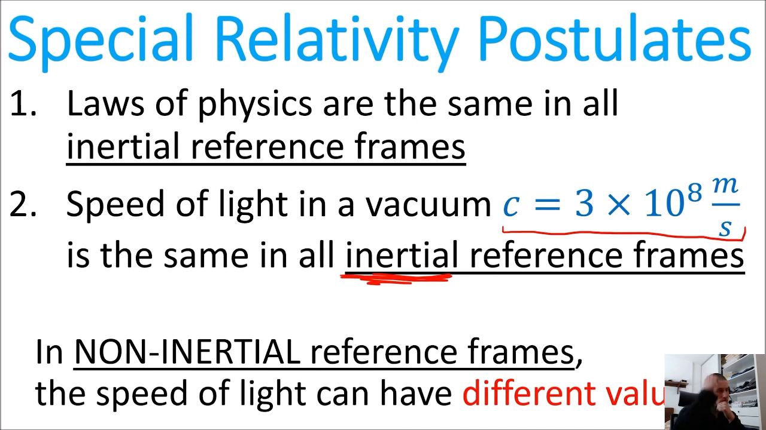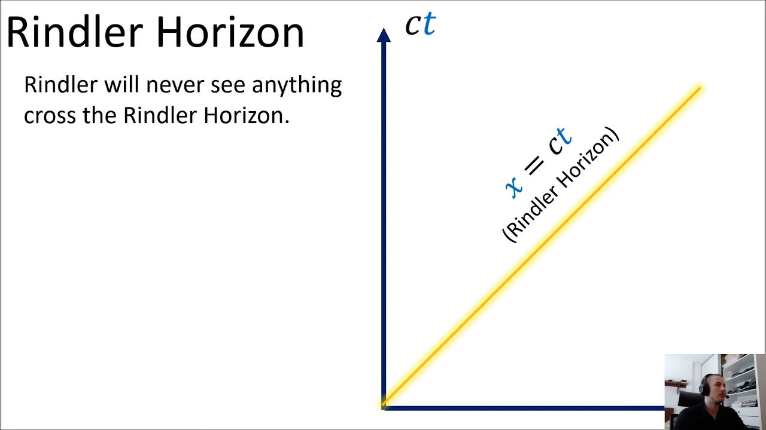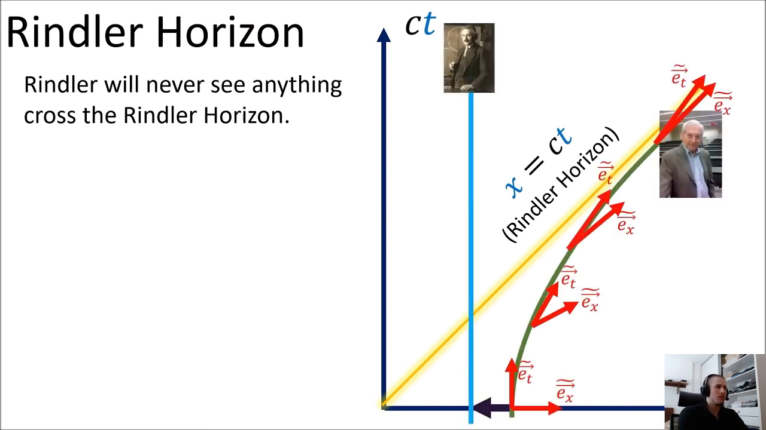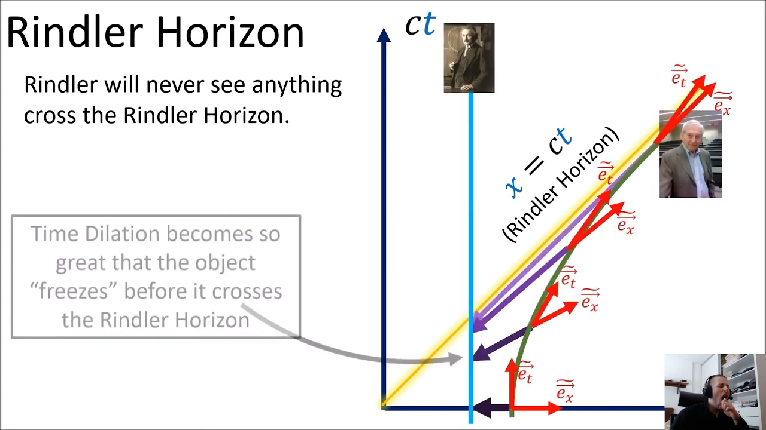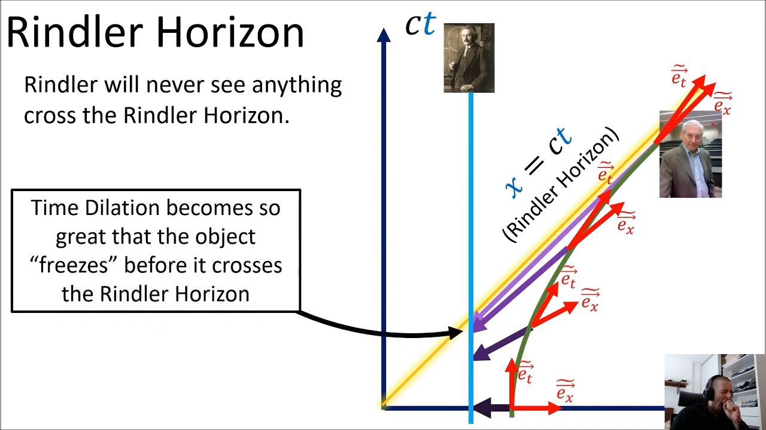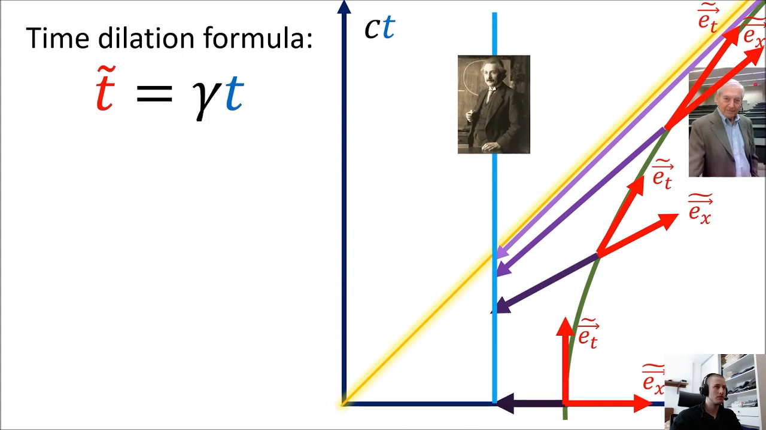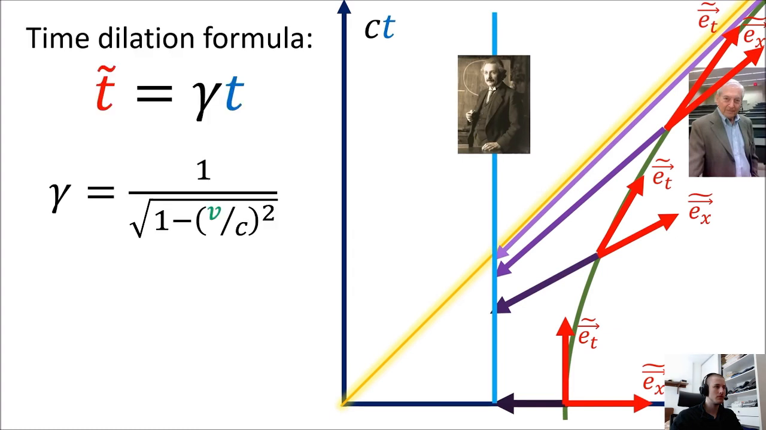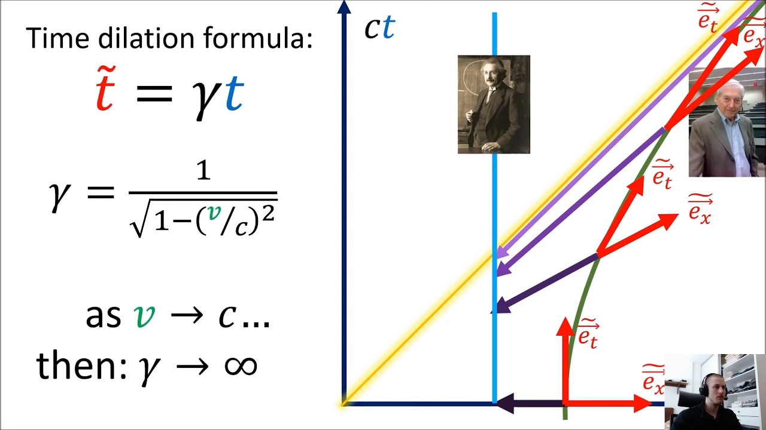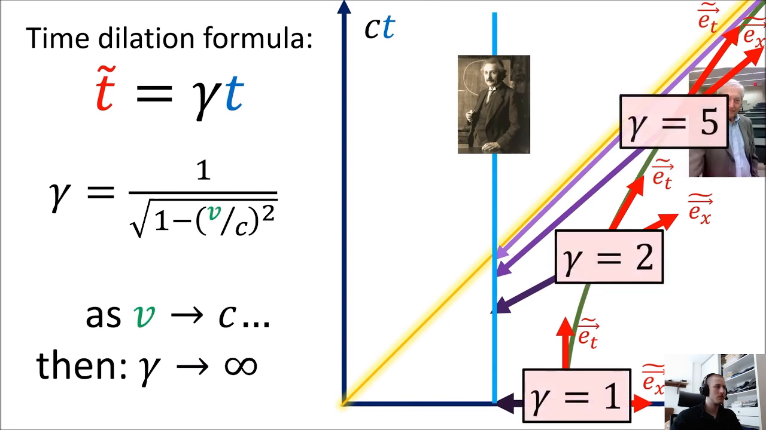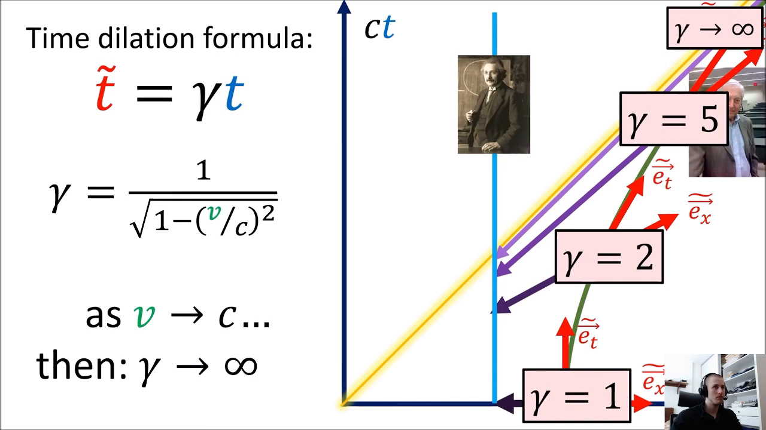It also turns out that Rindler will never see any objects fall behind his Rindler horizon. Anything that gets close to the horizon will experience so much time dilation from Rindler's perspective that it will almost freeze in place. It will very slowly approach the horizon, but it will never cross it from his perspective. Remember, time dilation means that moving clocks run slow. So from Rindler's perspective, any objects that approach the Rindler horizon will have such significant time dilation that they will almost freeze in place. The object will very slowly approach the horizon, but never cross it from Rindler's perspective.